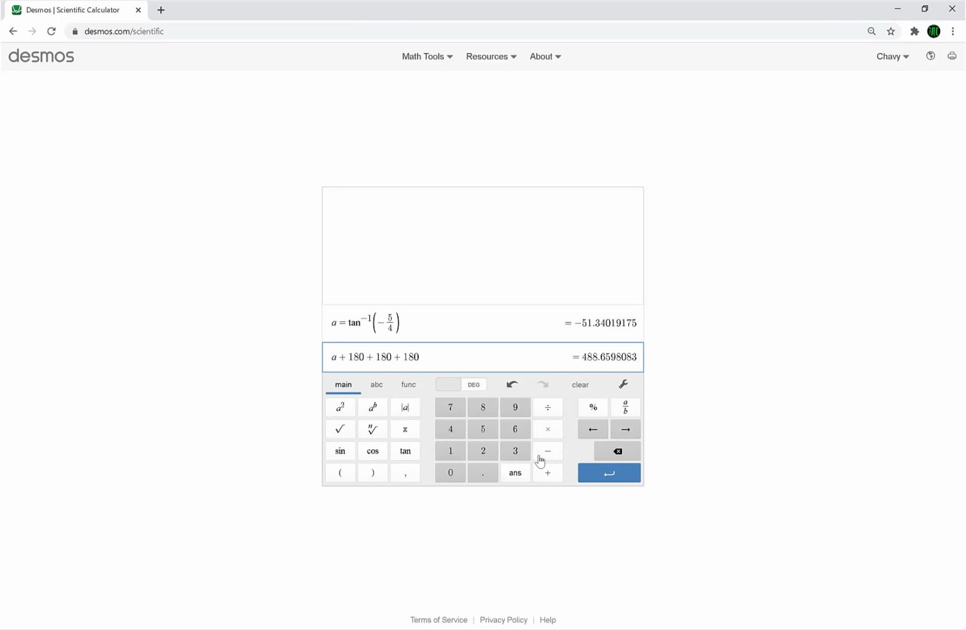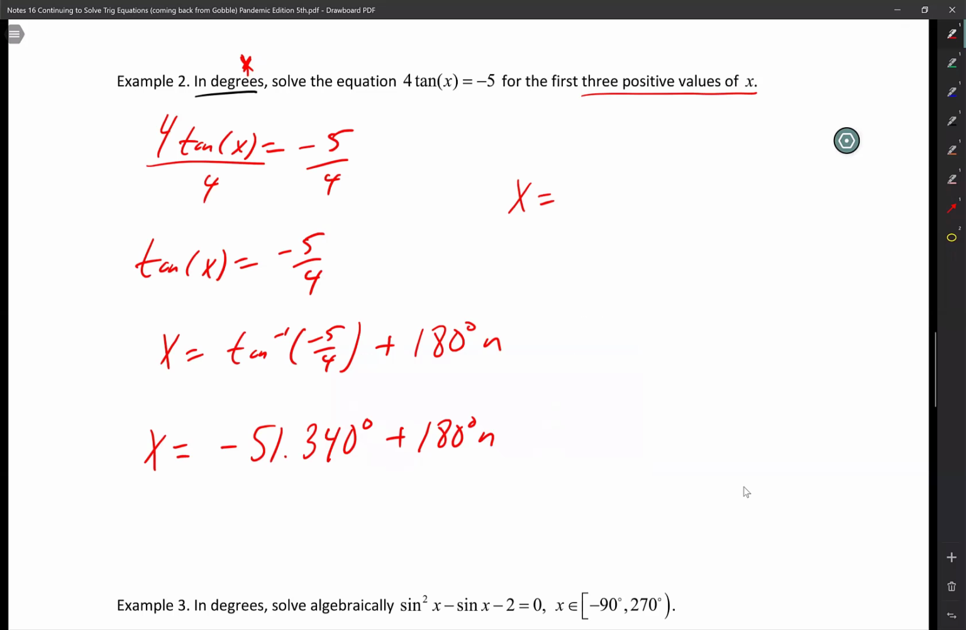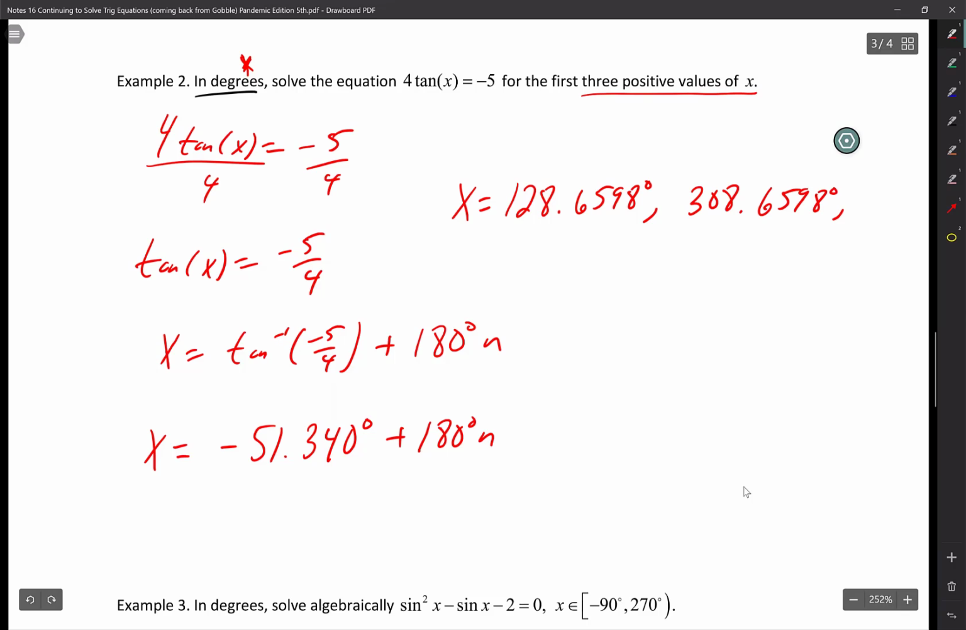All right, I'm going to come back and I'm going to write my solutions, guys. So let me rewrite this a little further left here. X equals, what were my answers? 128.6598 degrees, comma, 308, and one more. There it is, guys.